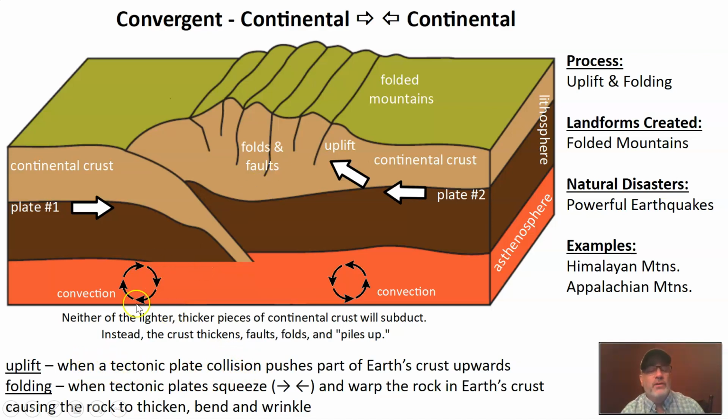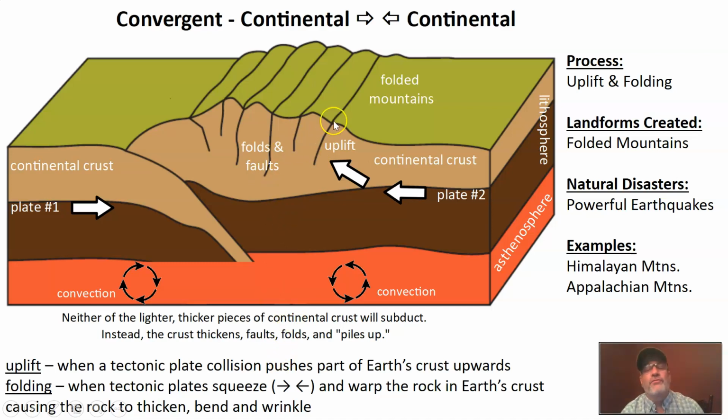But uplift is one of the processes that we have at a convergent continental to continental boundary. And uplift just means that this crust is going to be pushed up, the continental crust, because nothing can subduct. Neither one of these pieces of continental crust will subduct because they're too thick and too light. Instead, it's going to crumple up. It's going to be forced up. It's going to pile up. And so that's what uplift is. It's when the crust is being squeezed together and it just kind of piles up or crumples up.